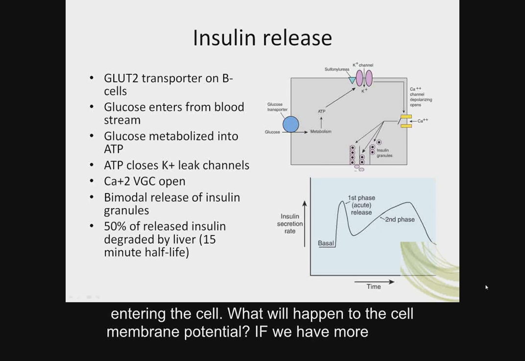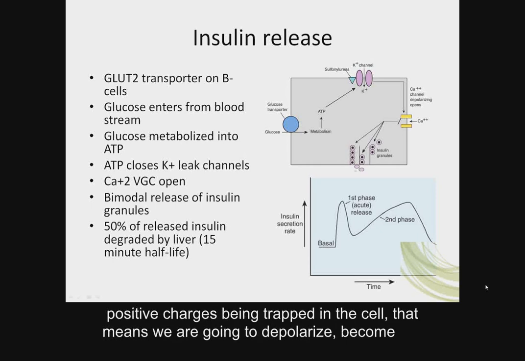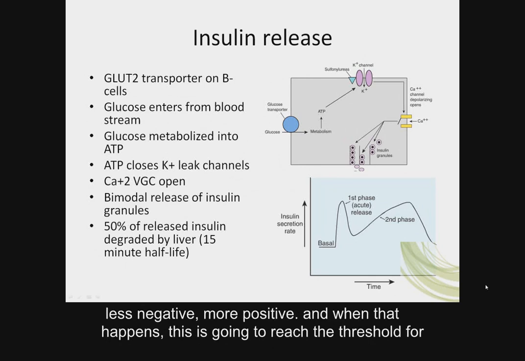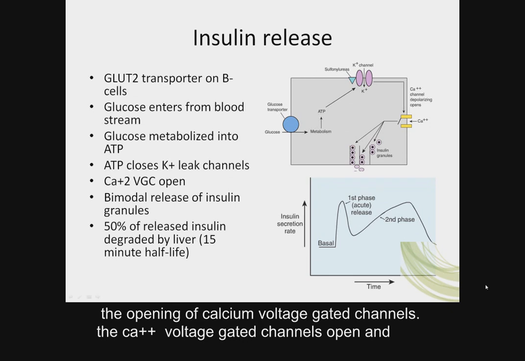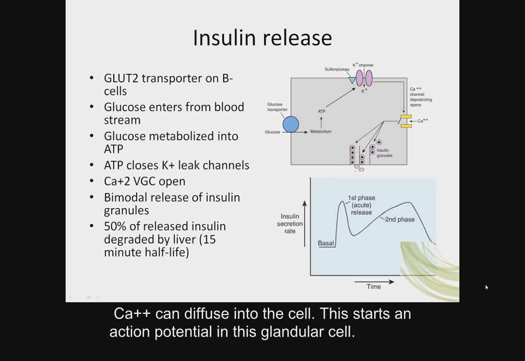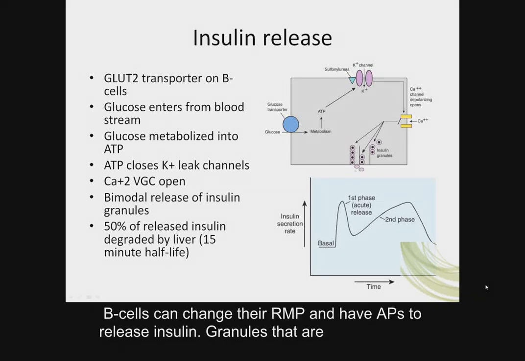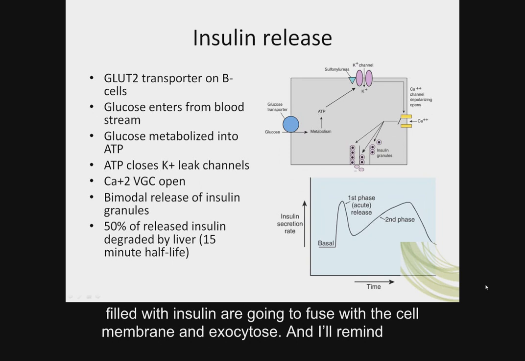What will happen to the cell membrane potential? If we have more positive charges being trapped in the cell, that means we are going to depolarize, become less negative, more positive. When that happens, this is going to reach the threshold for the opening of calcium voltage-gated channels. The calcium voltage-gated channels open, and calcium can diffuse into the cell. This starts an action potential in this glandular cell. Beta cells can change their resting membrane potential and have action potentials to release insulin.